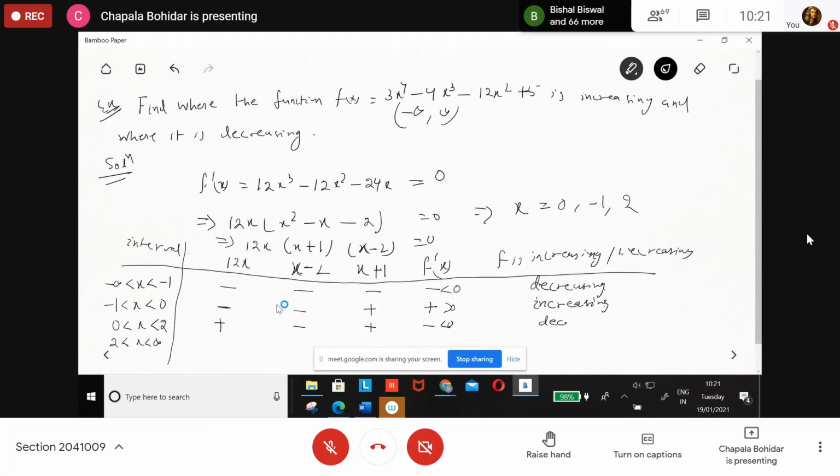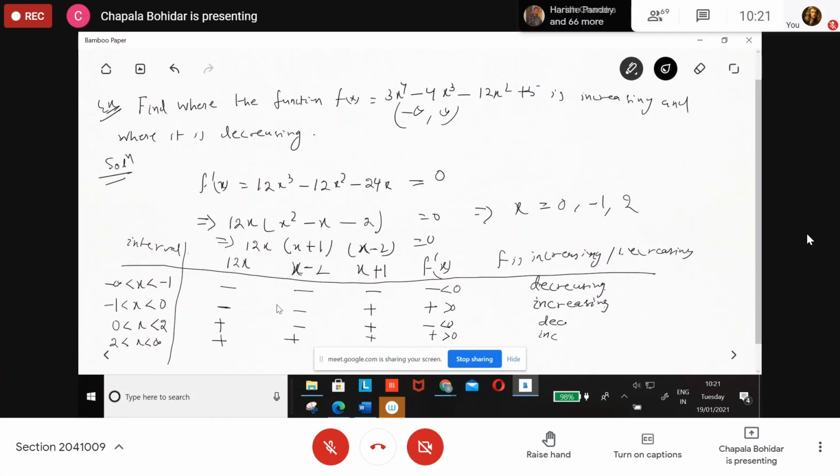2 to infinity. All positive. So it is greater than 0. So it is increasing. So my curve is decreasing, then increasing, then decreasing, then increasing. Isn't it? Yes, ma'am. This is the interval here.